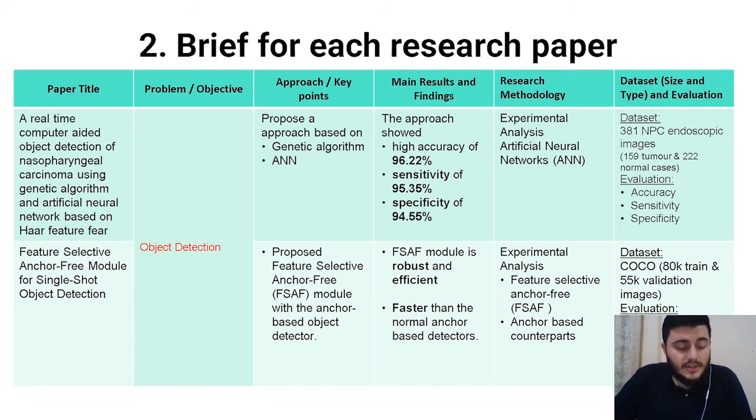The evaluation metrics used were speed and accuracy, which revealed that the FSAF module with the anchor-based object detector in images is robust and efficient in detecting objects. Also, it is faster than the normal anchor-based detectors.